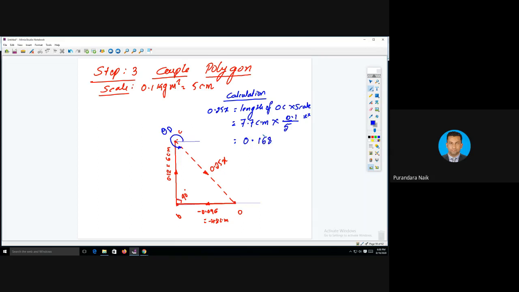0.168. Now 0.168 is nothing but 0.25 x. Therefore, x is equal to 0.168 divided by 0.25. We need to find out the value of x. We'll get 0.616 meter. That is, x is equal to 616 millimeter.